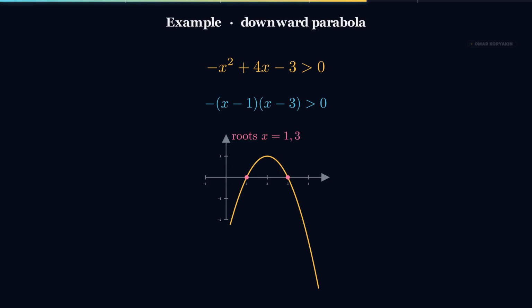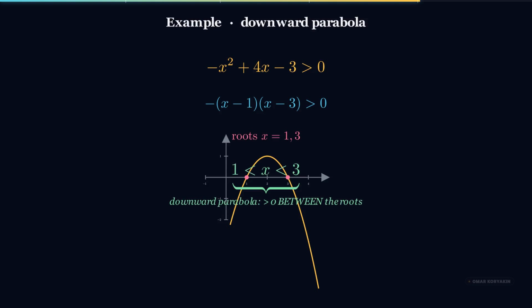Read the graph. A downward parabola is positive between its roots and negative outside them. The strict inequality asks where it is positive, so we want the open interval between the roots. Solution. 1 less than x less than 3, exclusive on both ends. Always check the sign of the leading coefficient first. The orientation of the parabola decides which side of the roots to take.